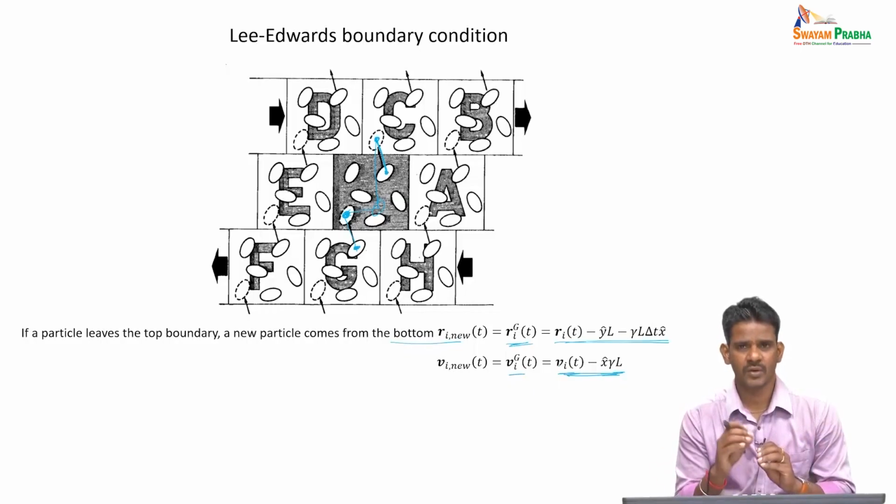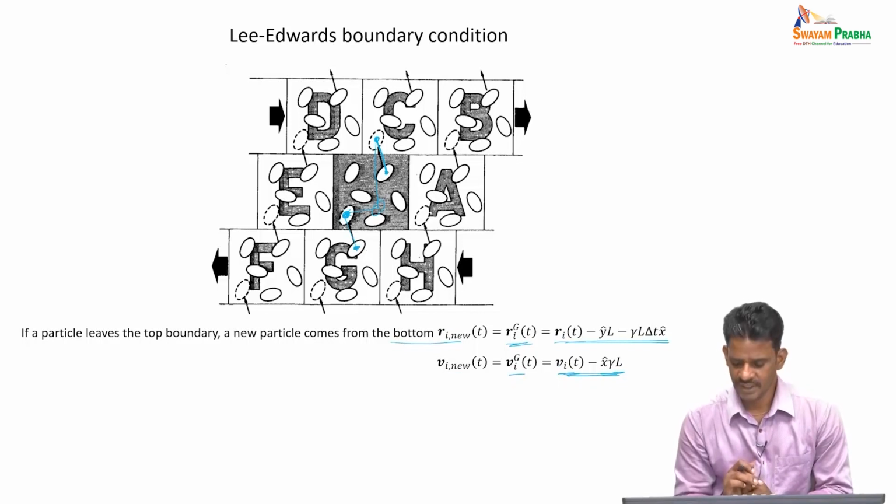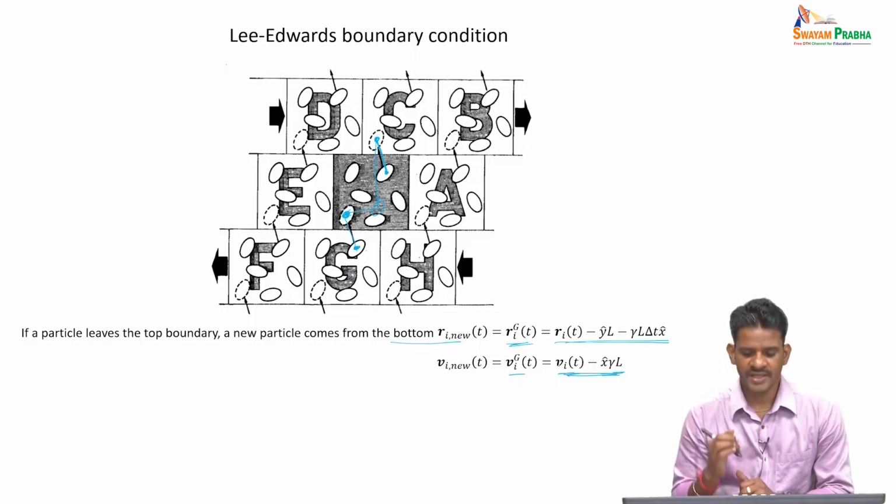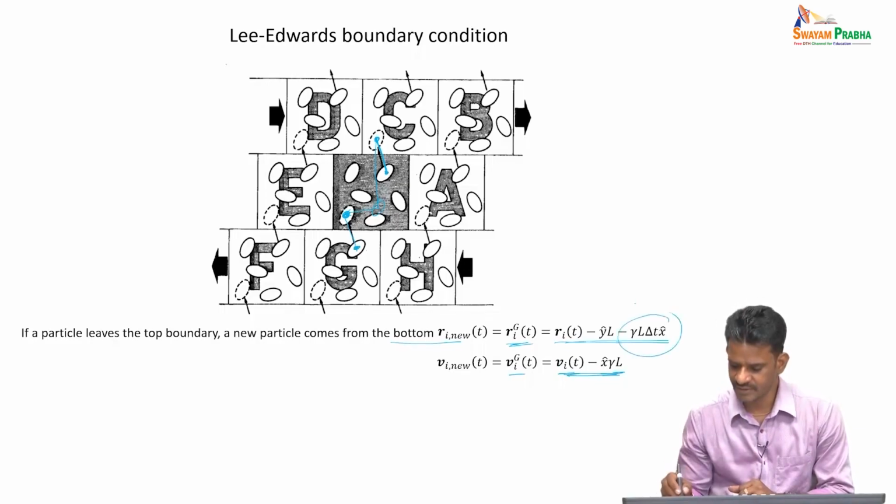We only change the particle coordinates by adding or subtracting the box edge length when a particle moves outside. Whereas in the non-equilibrium MD simulations, we have to do two things. One is that the particle positions have to be updated not only by periodicity but also by the amount the box moves to the left or to the right. So that is taken care of by this term.